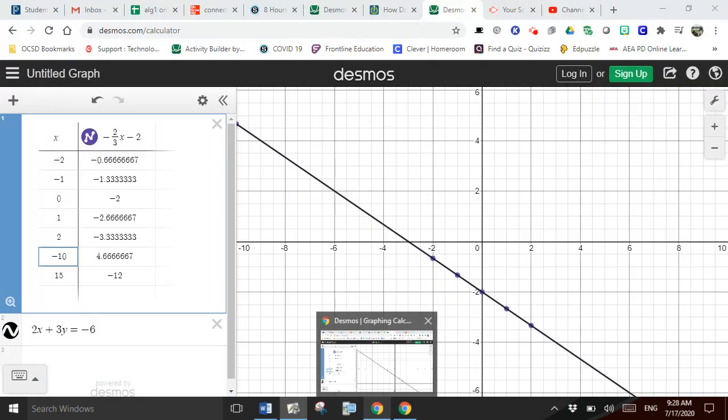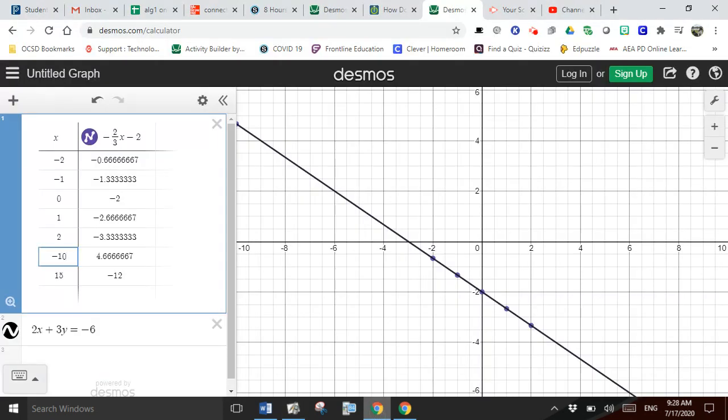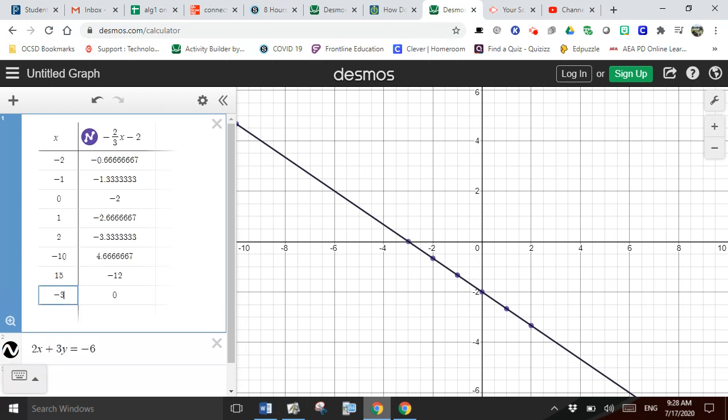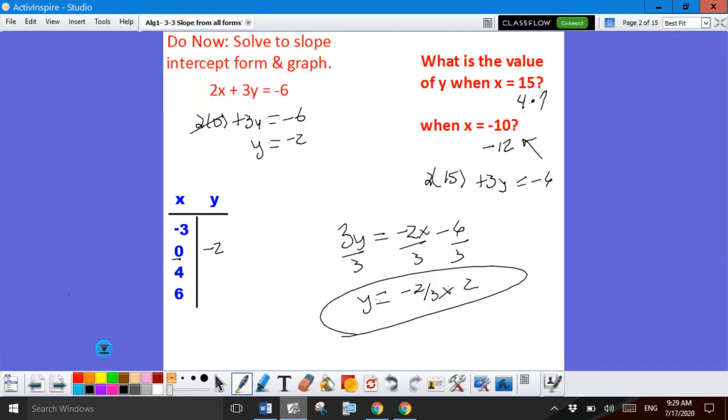So definitely lots of options. So go ahead and take a minute and figure out the 4 and the 6 and the -3. All right, so I'm going to refresh our memories here. So -3 is 0. And the 4 is -4.7. And the 6 is -6. So definitely easier than doing substitution, okay?